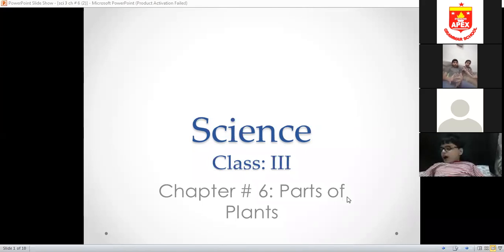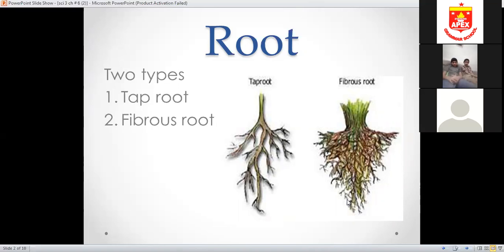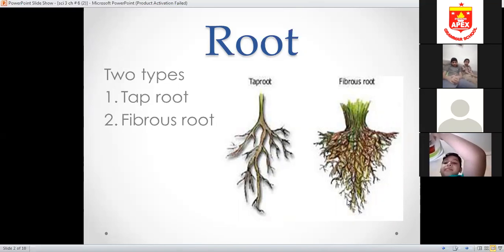So now today we are going to move forward. That is our root. As we all know, the plant has two main parts, and the first main part of the plant is the root system. Roots give support to the plant, and there are two basic types of roots. First is the tap root, and second is the fibrous root.